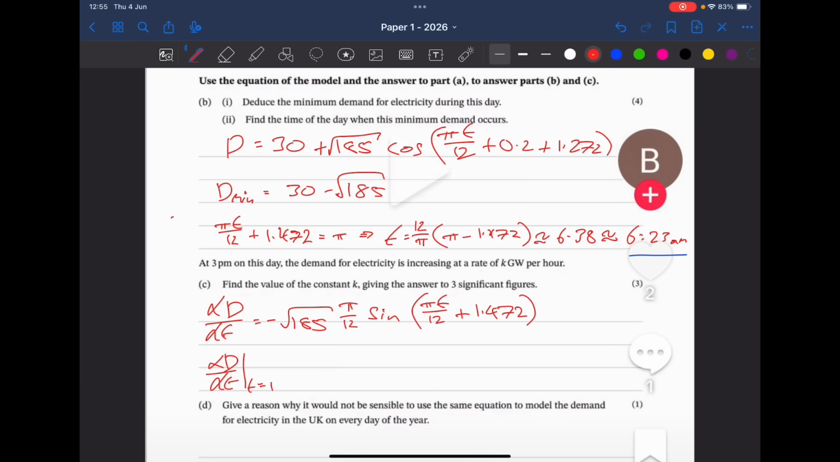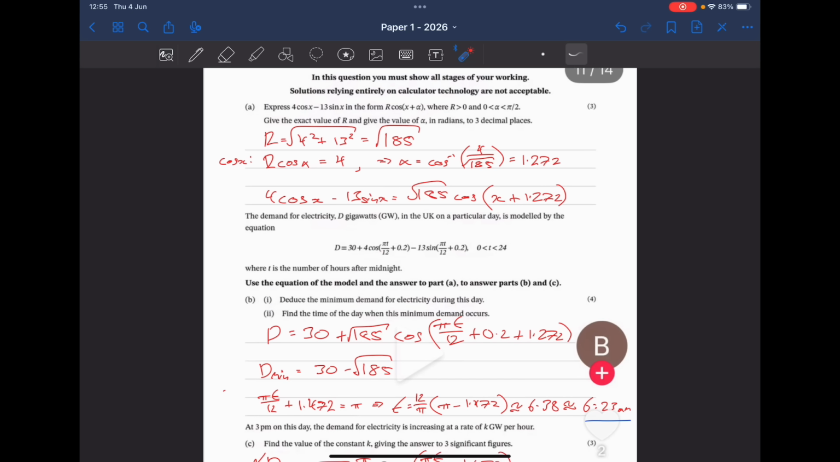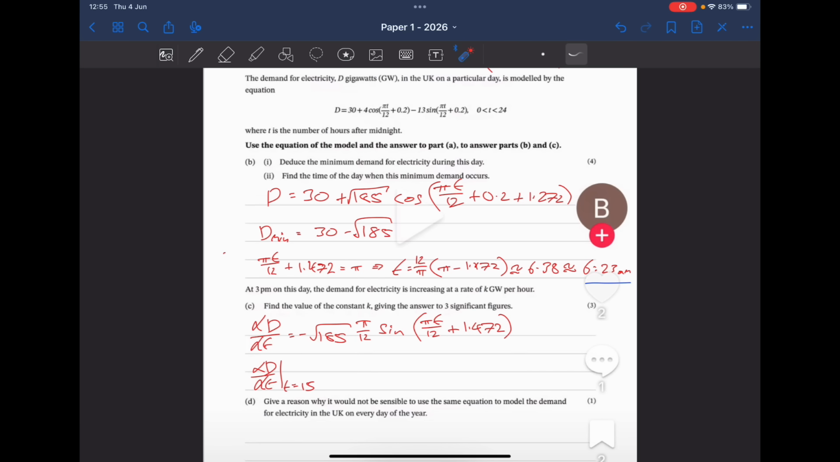Noticing that it said 3 p.m., but it's also said that we are counting hours from midnight. So 3 p.m. is 15 hours after midnight. If we plug in that value of 15, we're going to have the negative of root 185, times pi on 12, times sine of 15 over 12, which is 5 over 4 pi, plus 1.472.